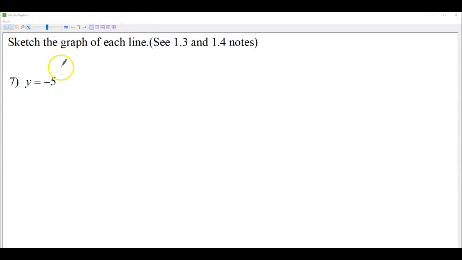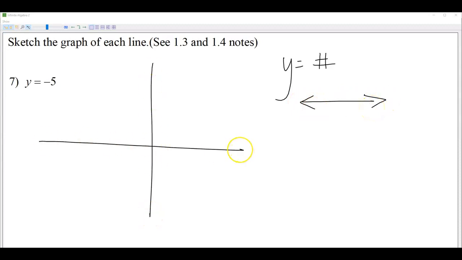All right. In this case, we have just y equal to a number. And when that's the case, your graph is really just going to be a horizontal line. So for instance, I'm going to find where y equals -5, and I'm just going to draw a horizontal line there, and that would be the graph of y equals -5.